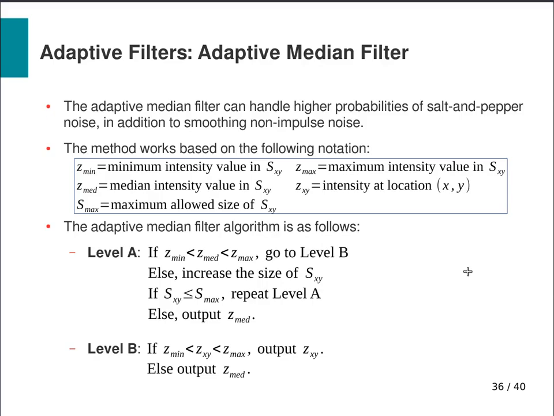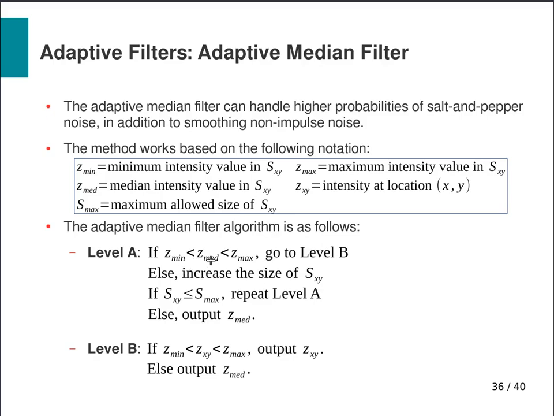If this condition is satisfied, we go to level B, in which we check the intensity value at location X and Y to see if it's between Z min and Z max. If it's between Z min and Z max, that means that it is not going to be impulse-like, and in that case we output Z of XY for the value of the pixel, so it means that we don't change it. If it's not between Z min and Z max, then we output the median value, because from the previous stage we checked that the median value is not impulse-like.